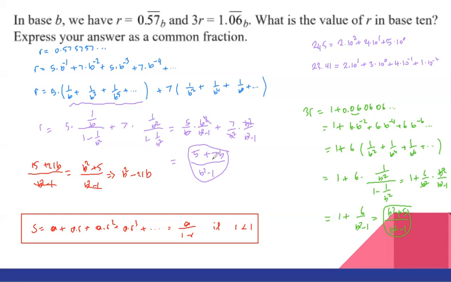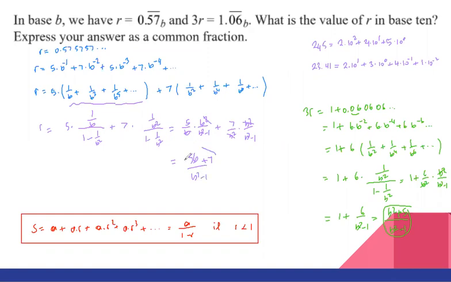So we got 5b. Actually, this was actually wrong, right? So this was 7 over b squared minus 1. And then this part was 5b. Okay, so this is wrong. Okay, let me fix that. Okay, so I messed up a bit. So this was 5b plus 7 over b squared minus 1.